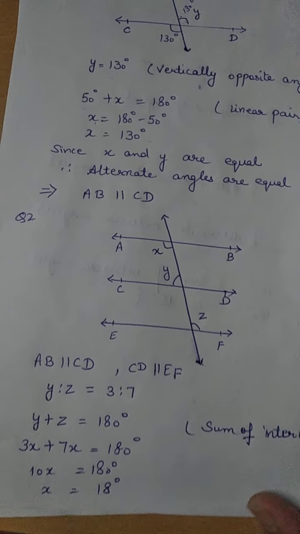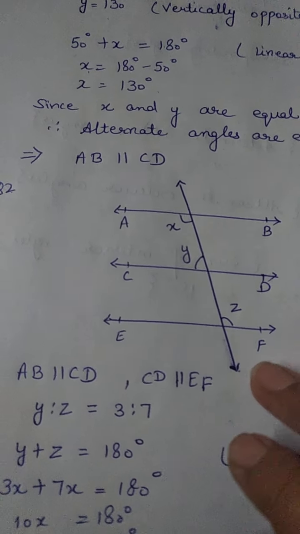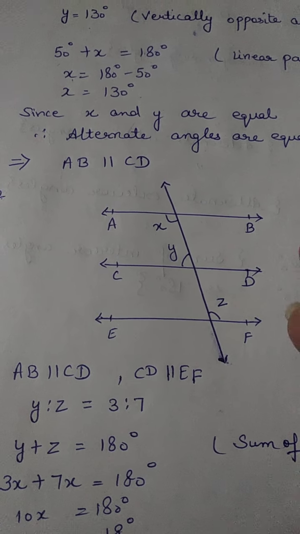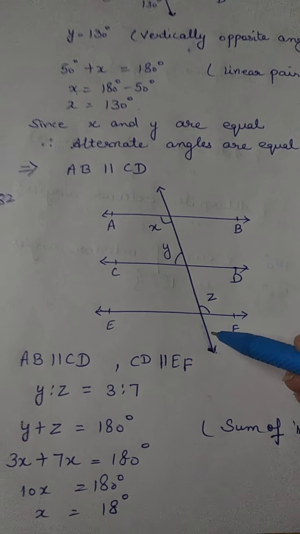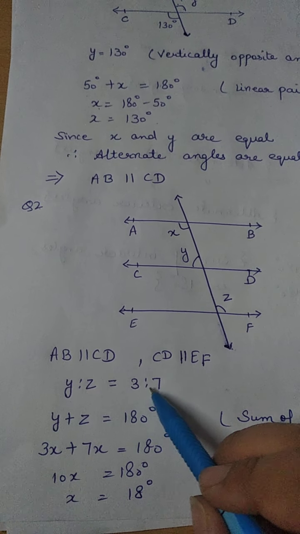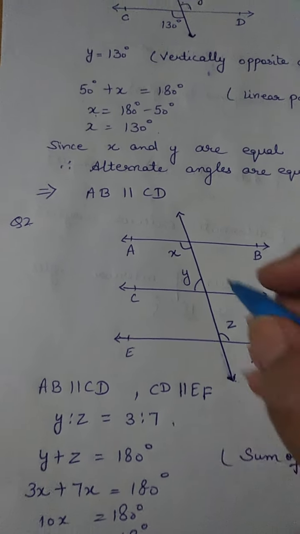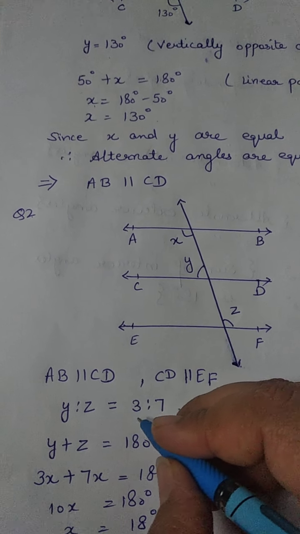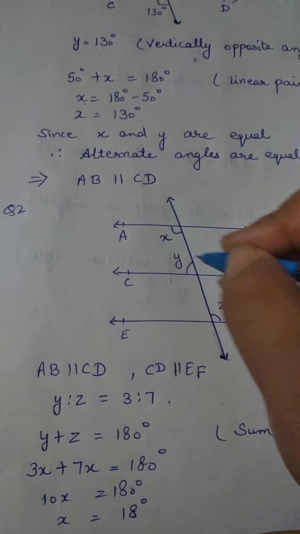Now, let us start our question number 2. These are the three parallel lines. AB is parallel to CD, CD is parallel to EF, which implies that all three lines are parallel to each other. And they have given that y ratio z is equal to 3 ratio 7. Now you have to find the values of x, y and z. These are the given things.